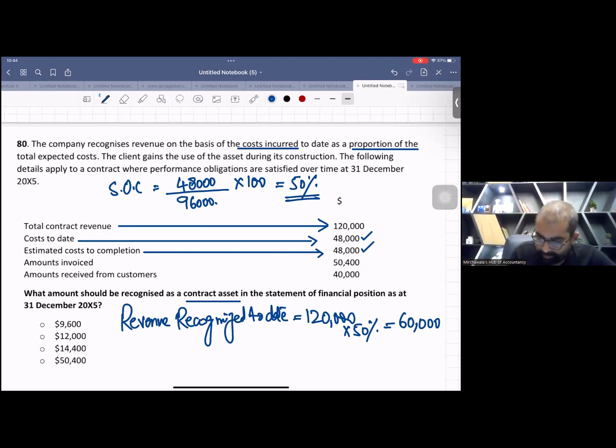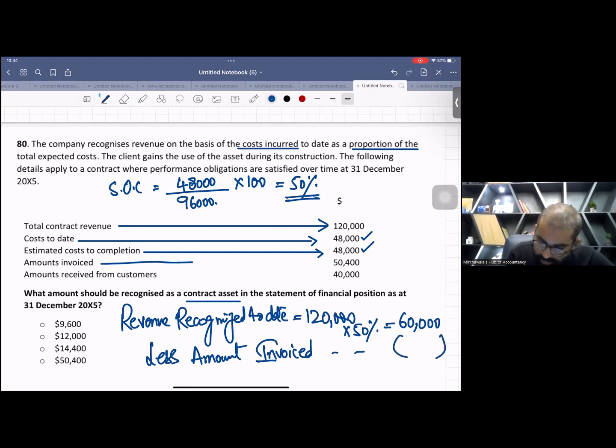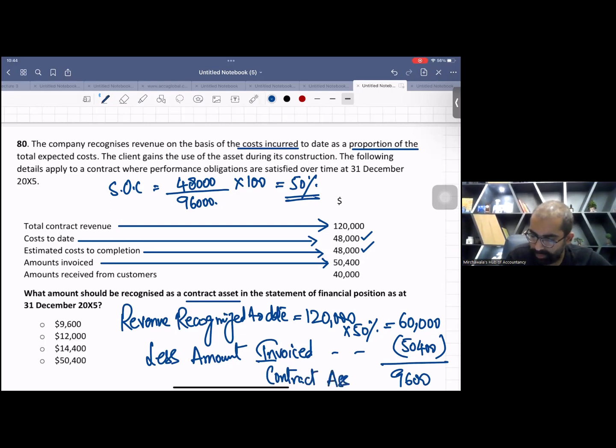Now, less amount invoiced to date. Open your eyes. This is your amount invoiced: 50,400. So 96,600 is your contract asset. The answer is A.